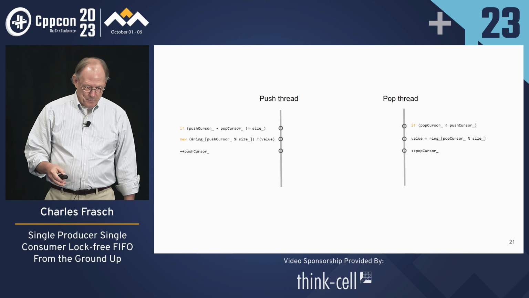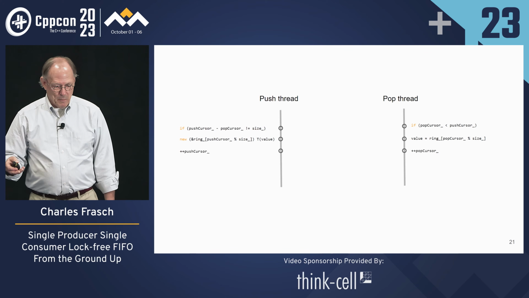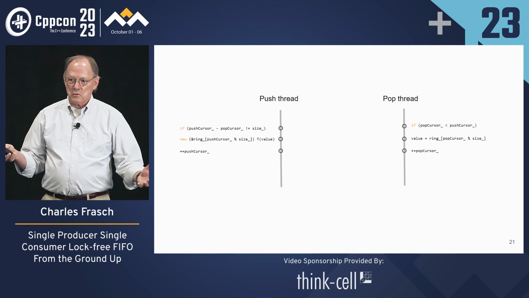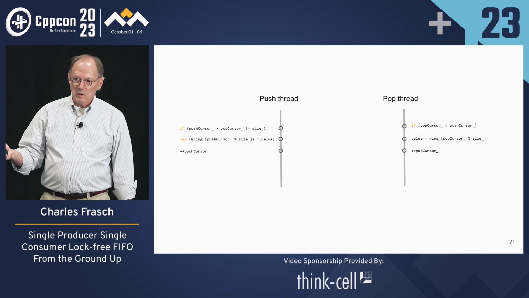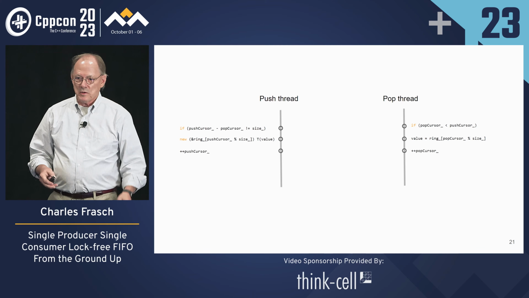And if you look in the pop thread, kind of the same thing happens with the pop cursor. The push cursor is stored in the push thread and loaded in the pop thread. That's data race number 2.